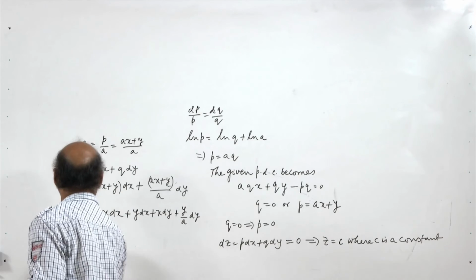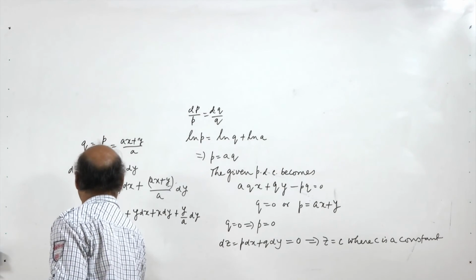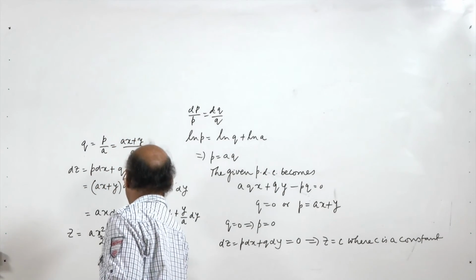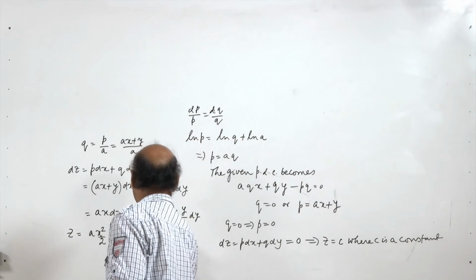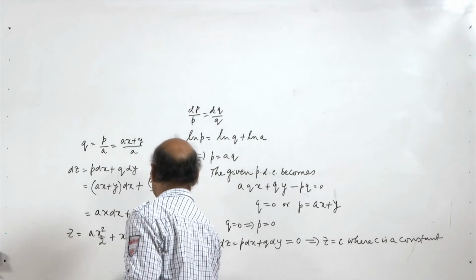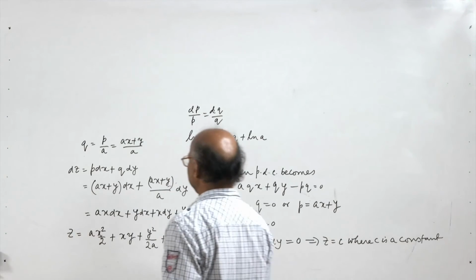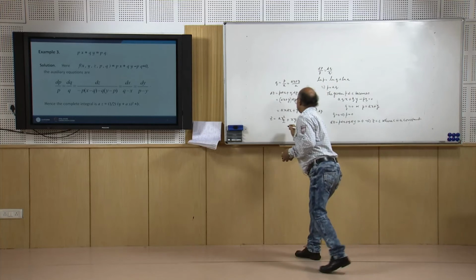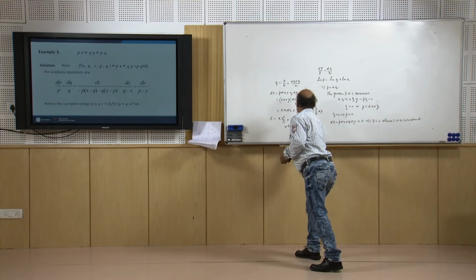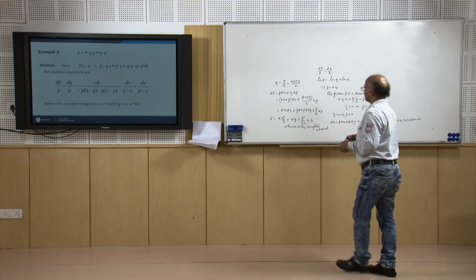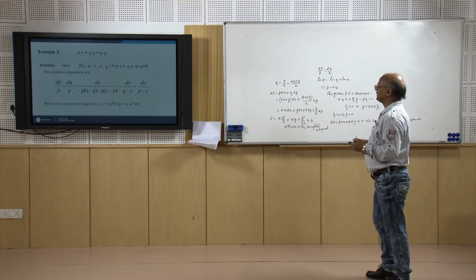So, integrating, z is equal to A times x square by 2, plus Y dx plus x dy gives you x into y, plus y square by 2 into A, plus some constant we can take as b. So, z equal to ax square by 2 plus xy plus y square by 2a plus b. This is the complete integral. As usual, the general and singular integrals can be obtained from this complete integral.